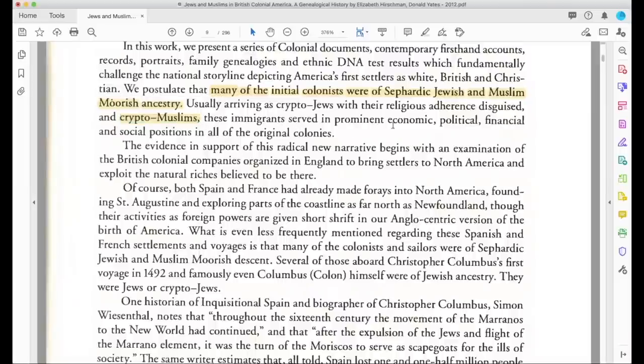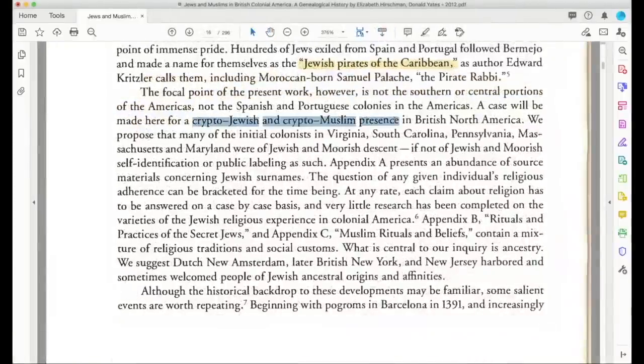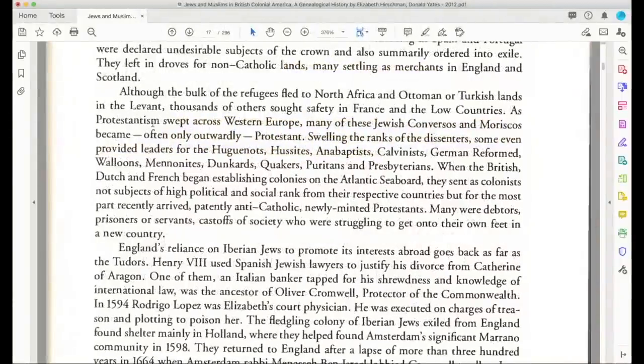Moors. These immigrants served in prominent economic, political, financial, and social positions in all of the original colonies. A case will be made here for crypto-Jewish and crypto-Muslim presence in British North America. We propose that many of the initial colonists in Virginia, South Carolina, Pennsylvania, Massachusetts, Maryland were of Jewish and Moorish descent. As Protestantism swept across Western Europe, many of these Jewish conversos and Moriscos became often only outwardly Protestant. Again, let me highlight that.